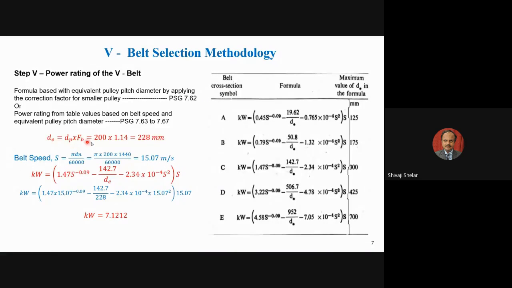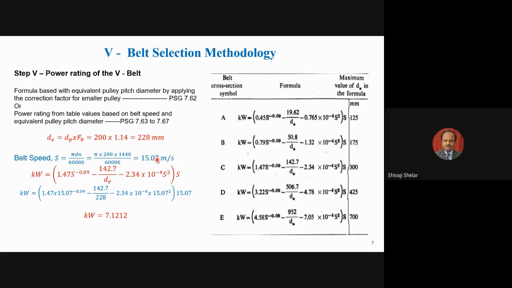So DE here is 200 into 1.14. That comes out to be 228. And this value, whatever you calculate, if it is turning out greater than this, this formula cannot be used. Then you have to go for the table value. Belt speed, we get the belt speed is equal to 15.07 meter per second.